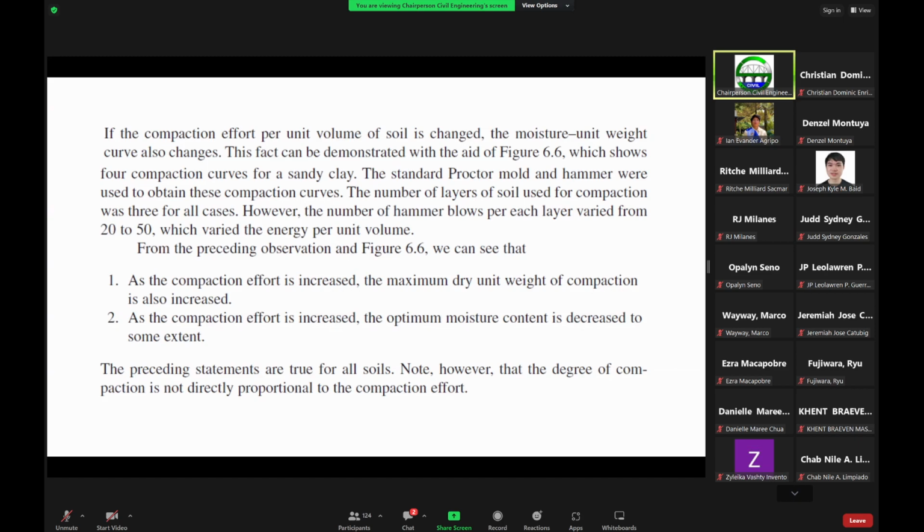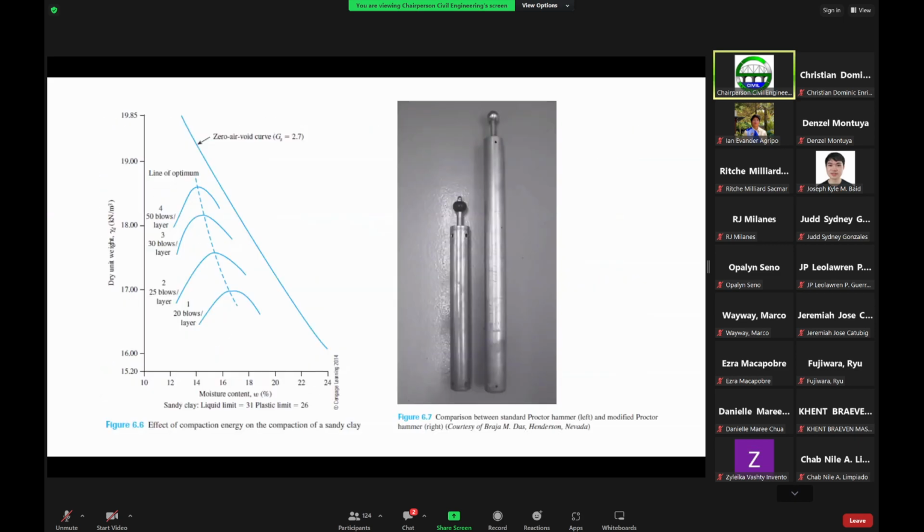Again, as we have seen in the plot, as the compaction effort is increased, the maximum dry unit weight of compaction is also increased. And as the compaction effort is increased, the optimum moisture content is decreased to some extent. So that's what we observed.